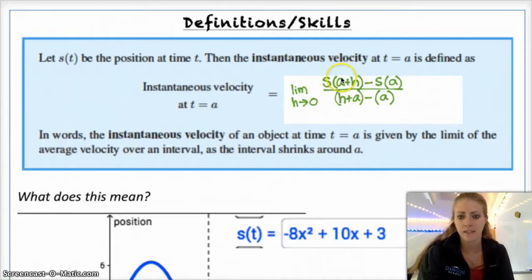And I'm going to talk you through this for a second here. So we have s of t, which is the same thing as using f of x, right? s is position, it's a function of time. We're used to using f of x, right?